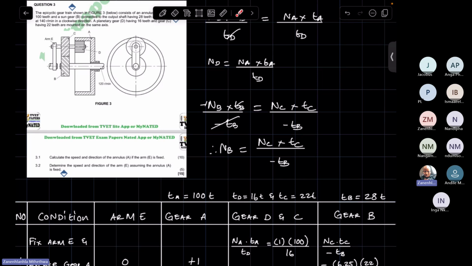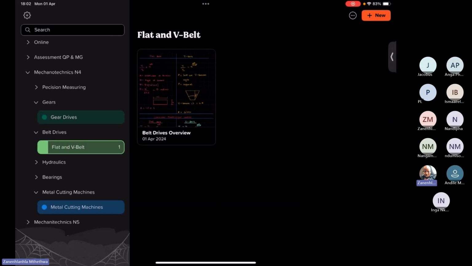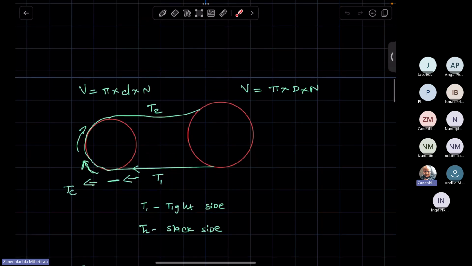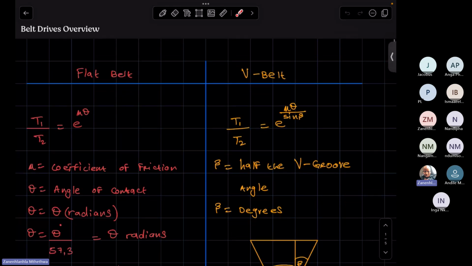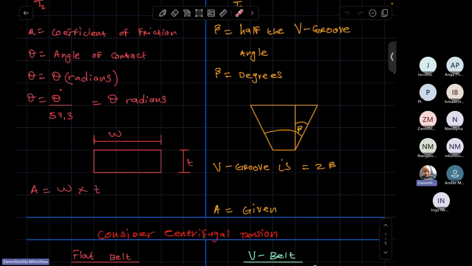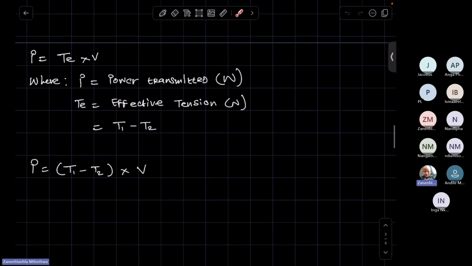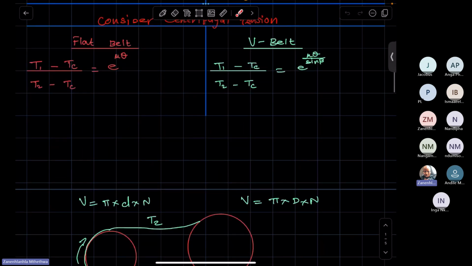Now let us look at belt drives. Belt drive should be a quick one. I'll also send you those notes once we are done here. Belt drives will be about 5 marks in the exam.